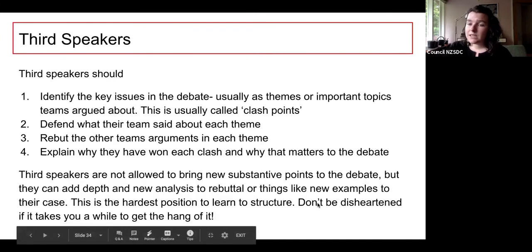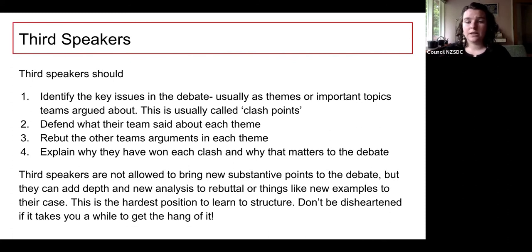Okay, third speakers, this is definitely, I think, the trickiest one to explain because it can be pretty different depending on the debate. But the first thing that you want to do is identify the key issues in the debate. Sometimes we call them clash points, sometimes we call them themes. So if the debate has been about veganism, maybe there's a point about personal autonomy, and both sides have made arguments about that. Maybe there's a point about the environment that everyone's been talking about. Maybe there's a point about culture and food that everyone's been talking about. And you want to try and break the debate up into those three different themes.